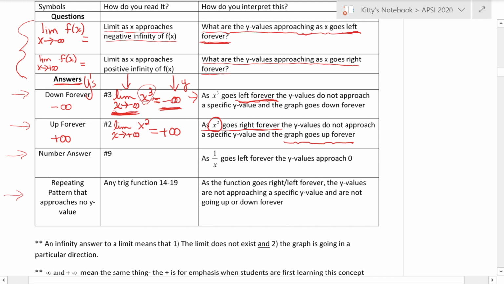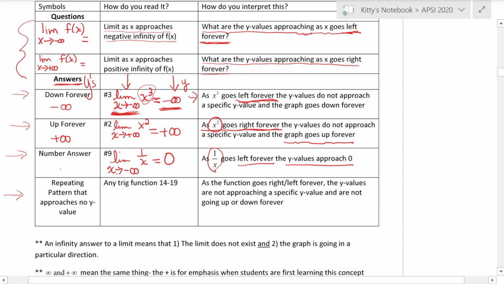In number 9, the question asks you about what happens to 1 over x as we go left forever. So let's go ahead and do that part. The limit as x approaches, and every time I say approaches, I write that arrow. That means approaches. Left forever, negative infinity. So I have now said the limit as x approaches negative infinity, or goes left forever, of 1 over x is equal to, and when we talked about this yesterday, we said the y values chill out to 0, and so that's why the answer here is 0.